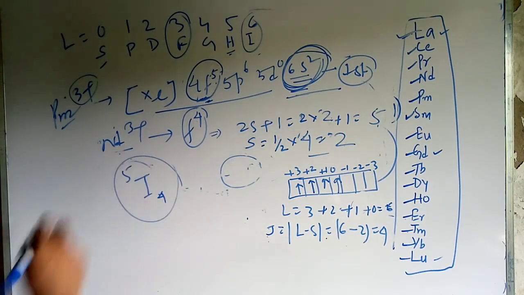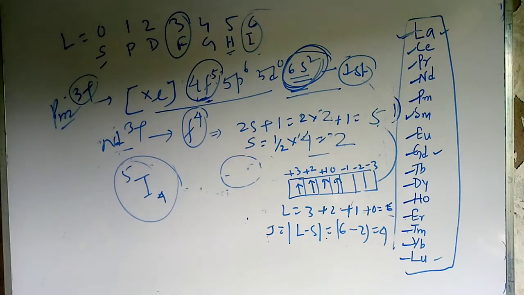This is actually the ground state term symbol for promethium 3+.